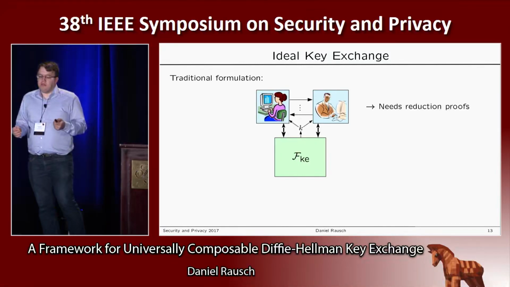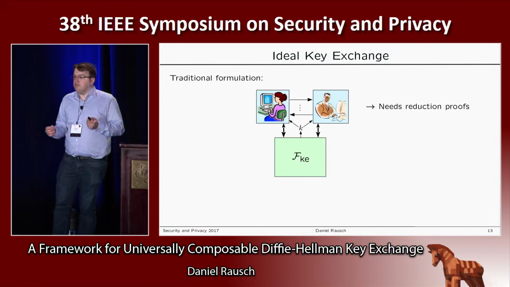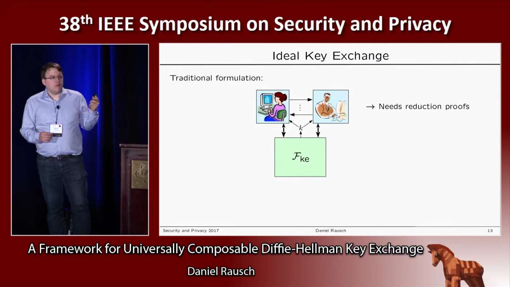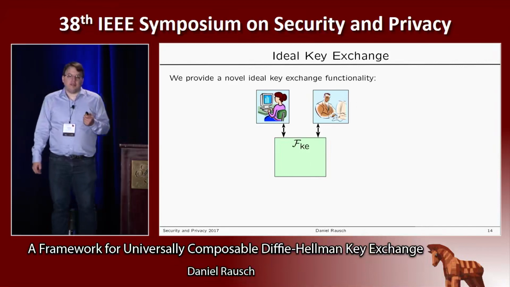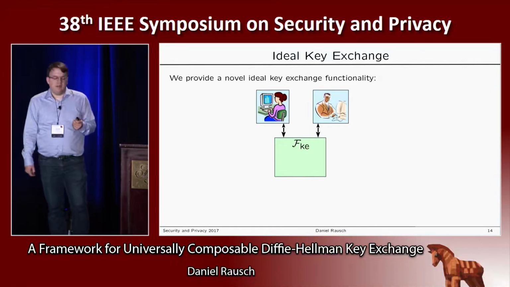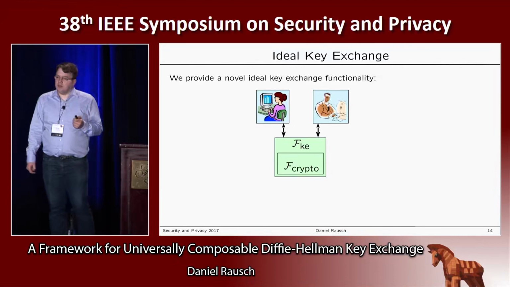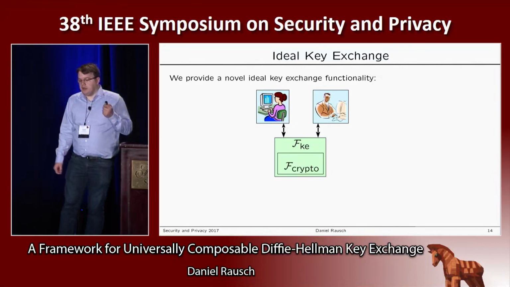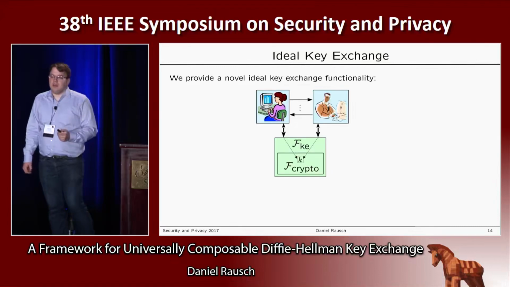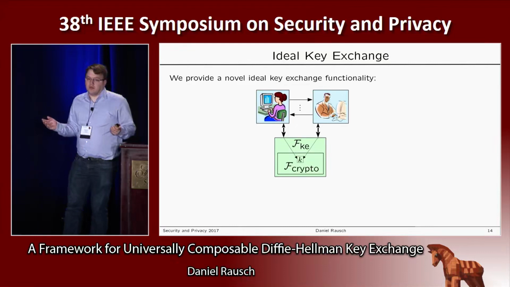However, this means that if we analyze this protocol, again, we would have to do reduction proofs, which is exactly what we wanted to prevent in our approach. It would be much nicer if we also could have used this key ideally, similar to what was possible with Fcrypto. So what we did in our work is provide a new definition of an ideal key exchange functionality. This functionality has a copy of Fcrypto built in, and instead of outputting a key, both users get access to the same key within Fcrypto that can then be used ideally to execute a protocol.